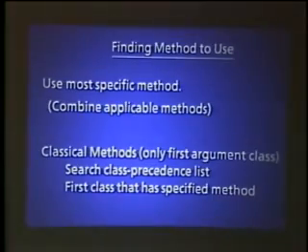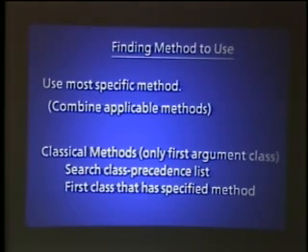And this talks about combining applicable methods. I'll come back to that because there's a part of object-oriented programming which allows you to define pieces of methods and have those to be used together. Now, the first thing I want to do is talk about classical methods.